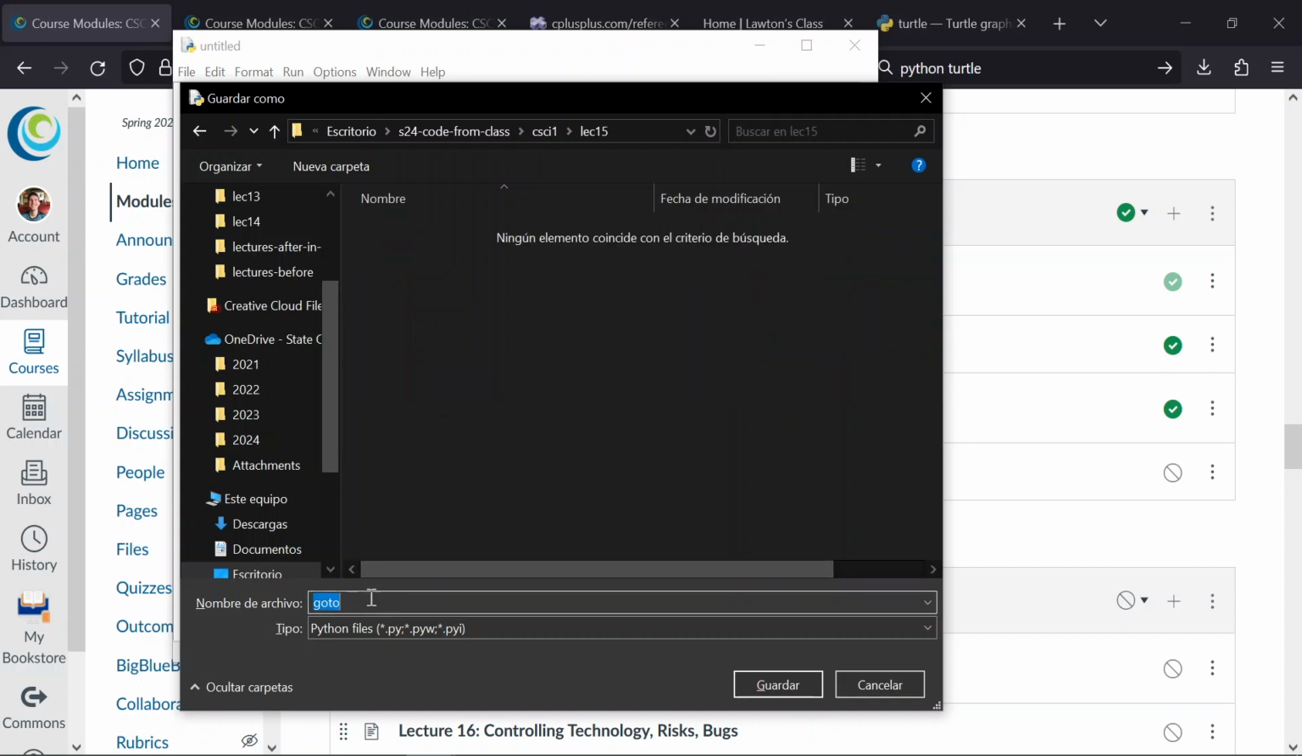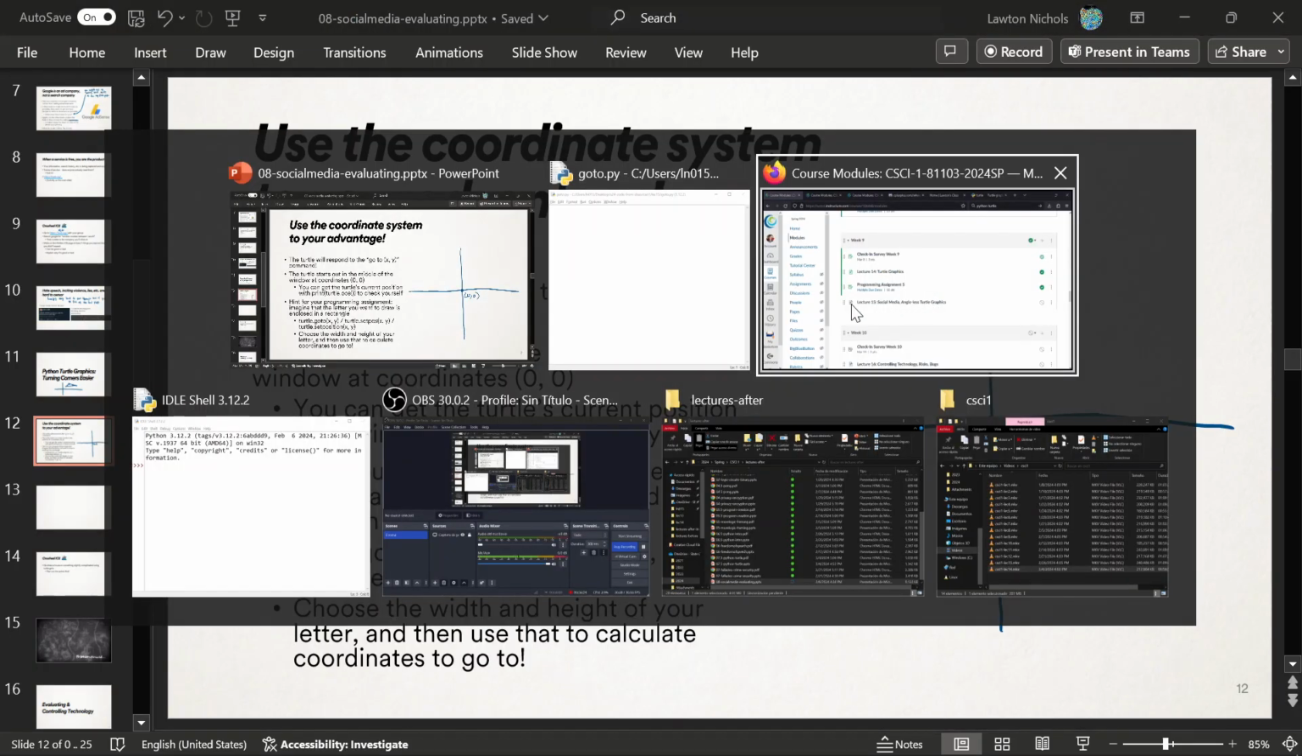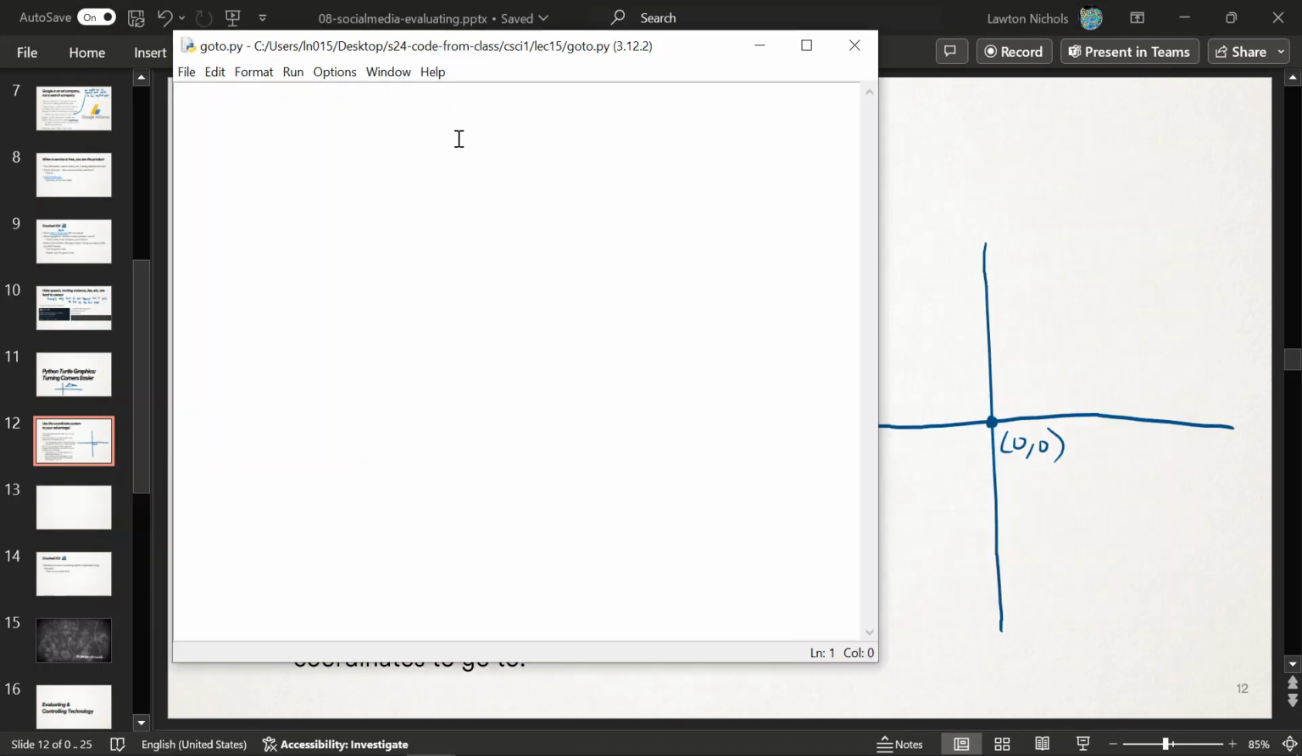I'll save my goto.py there. You could, of course, save yours wherever you want. And so I want to use turtle again, so I'm going to import the turtle library. Now I have the turtle available to me. And I always want to turn the turtle into a turtle. So turtle.shape, pass along the string turtle, so it looks like a turtle rather than an arrow.